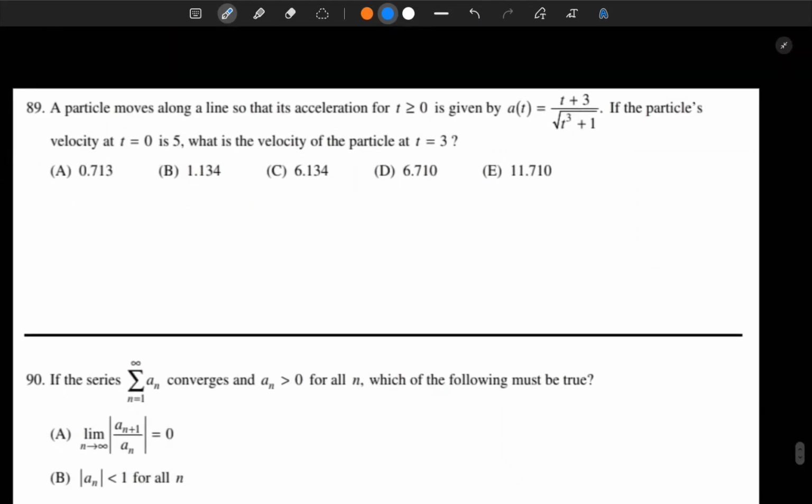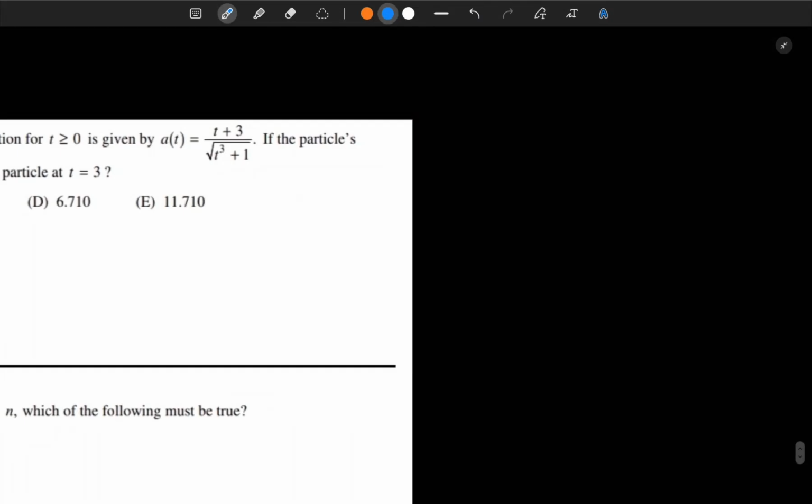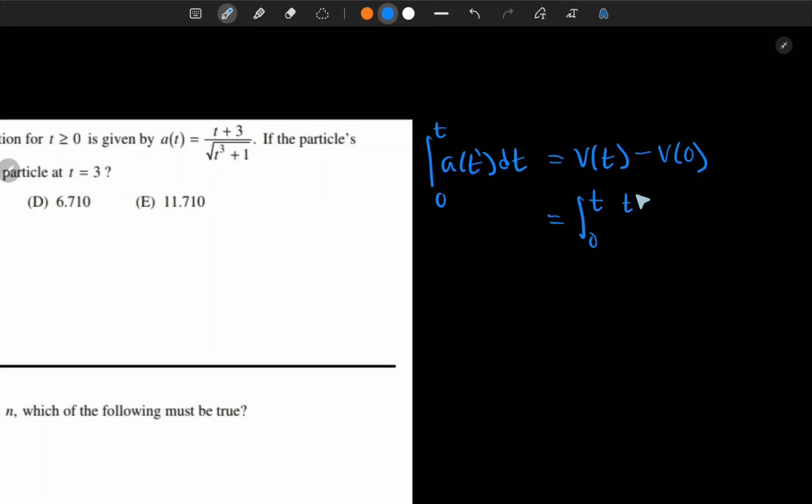Next, a particle moves along a line so that its acceleration for t greater than or equal to 0 is given by the following. If the particle's velocity at t equals 0 is 5, what is the velocity of the particle at t equals 3? Well, we note that the integral from 0 to t of a(t') dt' is equal to v(t) minus v(0), because the integral of the acceleration is the velocity. But this is also equal to the integral from 0 to t of (t' plus 3) over the square root of (t' cubed plus 1), because that's what we're given as a(t). So v(t) is equal to v(0) plus this integral.